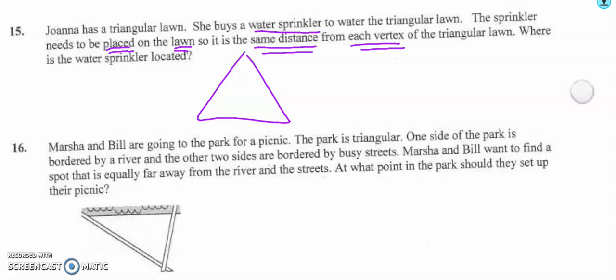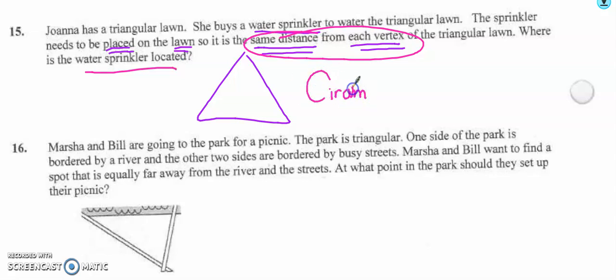Okay, so we talked about this today. Same distance from the vertices. Where should it be located? There's only two places. We learned circumcenter and incenter. So if it's the same distance from the vertices, hopefully you realize that has to be the circumcenter.